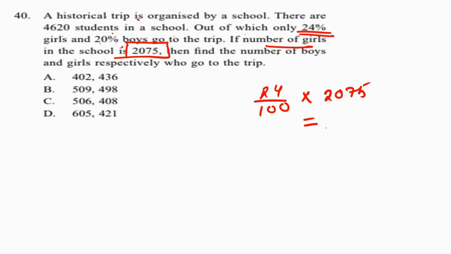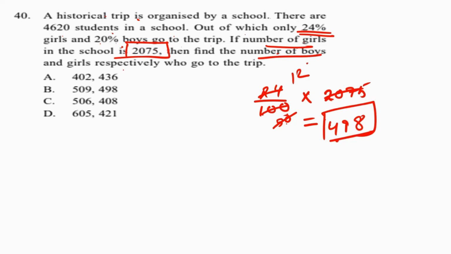So we have to find 24%, which is 24 by 100 of 2,075. On simplifying, we can just cross this out and we would be getting 498 girls. Now we need boys and girls on the trip respectively. We have already found out 498 girls, which is only there in option B. So the number of boys isn't required to be solved. Option B is our answer.